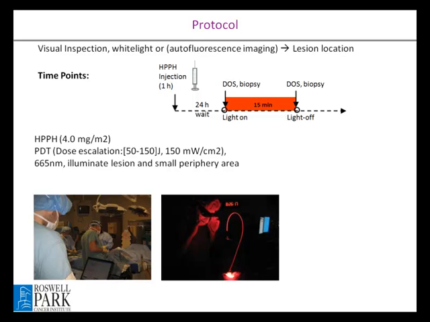This biopsy is for STAT3 cross-linking, to see whether there is a molecular marker for whether the PDT is efficacious, and we want to correlate our measurements with the STAT3. The HPPH dose will be 4 milligram per meter square, and the PDT dose was escalated. Now it is stabilized at about 140 joule and 150 milliwatt per centimeter square as the optimal for this particular drug. We generally illuminate the lesion and a little bit of the surrounding periphery area.